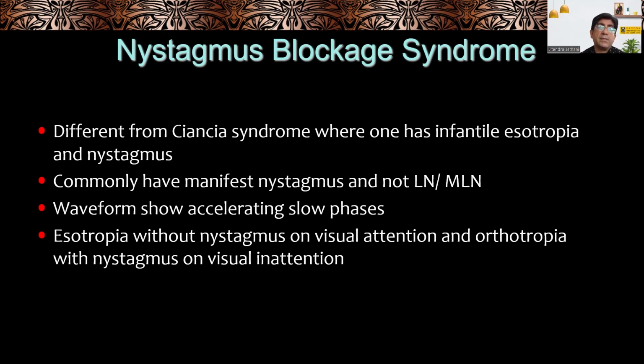Esotropia is present without nystagmus. When the patient is trying to block the nystagmus, there is esotropia on visual attention and orthotropia with nystagmus on visual inattention. So whenever the patient is trying to reduce the nystagmus, dampen the nystagmus, or block the nystagmus, there is esotropia. The treatment of CNCS syndrome and nystagmus blockage syndrome are very similar, both have medial rectus recession with Faden, but the underlying pathology, the understanding, is slightly different.